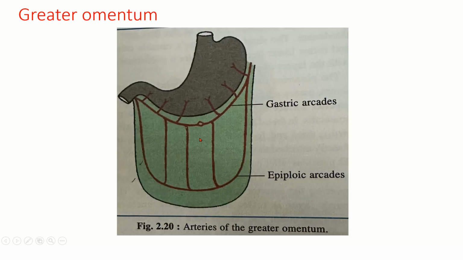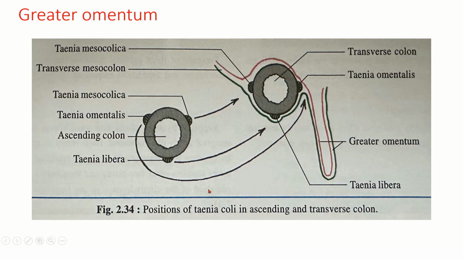So you can see this is the anastomosis between the gastric epiploic vessels, and you can see these are the gastric arcades, and these are the epiploic arcades. You can see here this is the third layer which is continuing with the second layer, and this is the fourth layer which is continuing with the first layer of the greater omentum. And clearly you can see the third layer continues as the anterior layer of transverse mesocolon, and the fourth layer continues as the posterior layer of the transverse mesocolon.